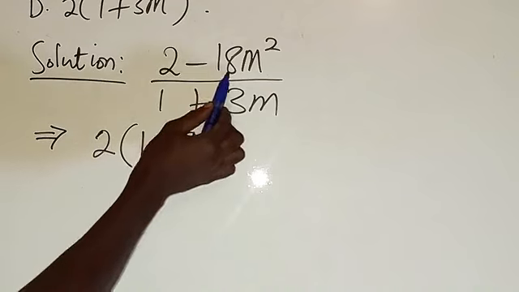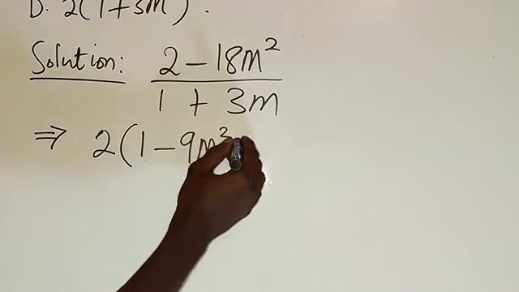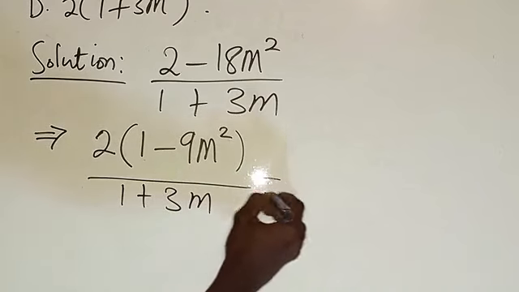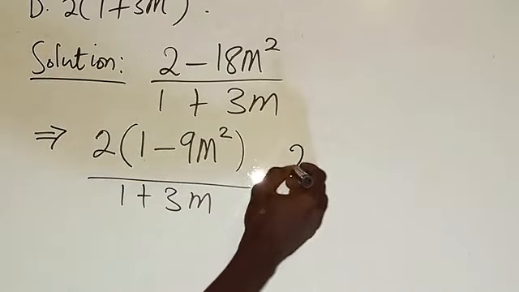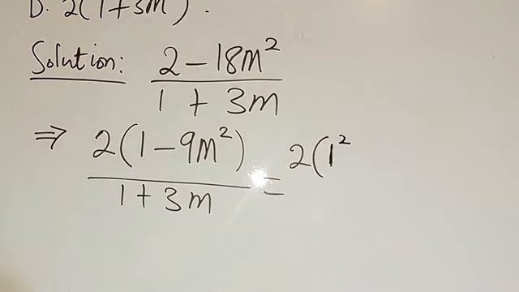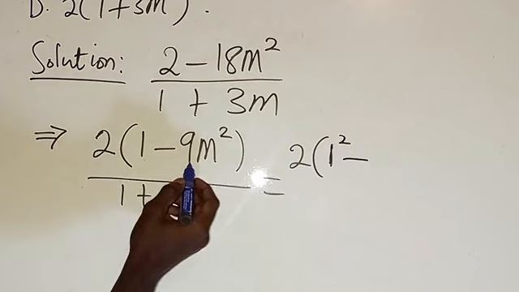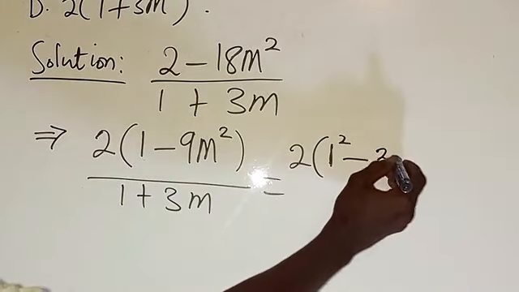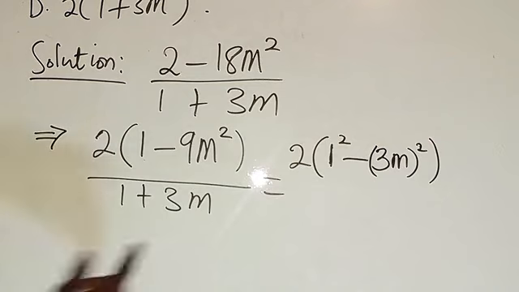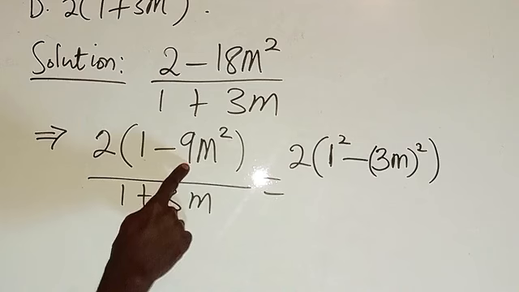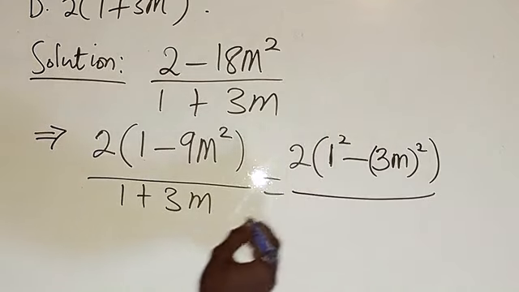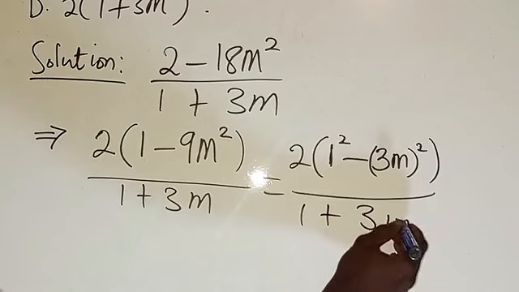So at the end of the day, if you say 18 divided by 2, you're going to have 9m squared. Then divided by 1 plus 3m. From here, you can have this to be 2 into bracket. This 1, I can rewrite as 1 squared, same thing as 1, minus this 3, I can write it as 3m, then all squared. What am I saying? 3 squared will give us 9, and m squared will give us m squared, right? Then divided by 1 plus 3m, right?